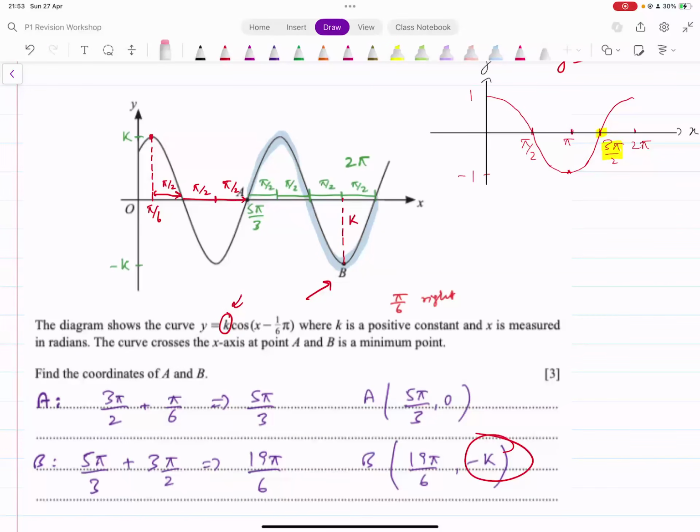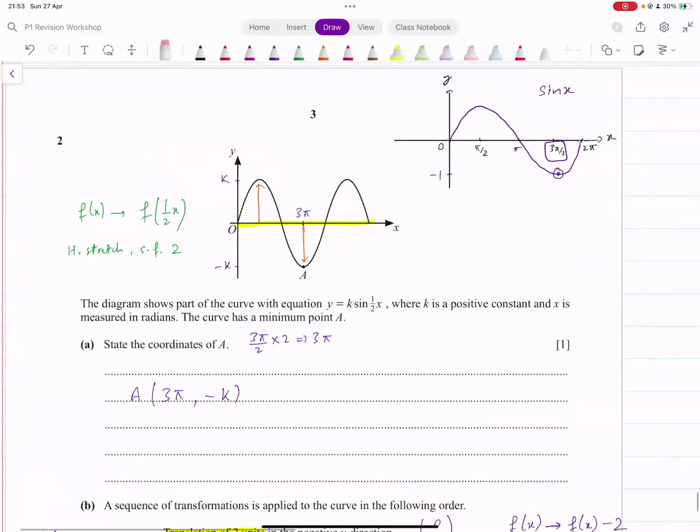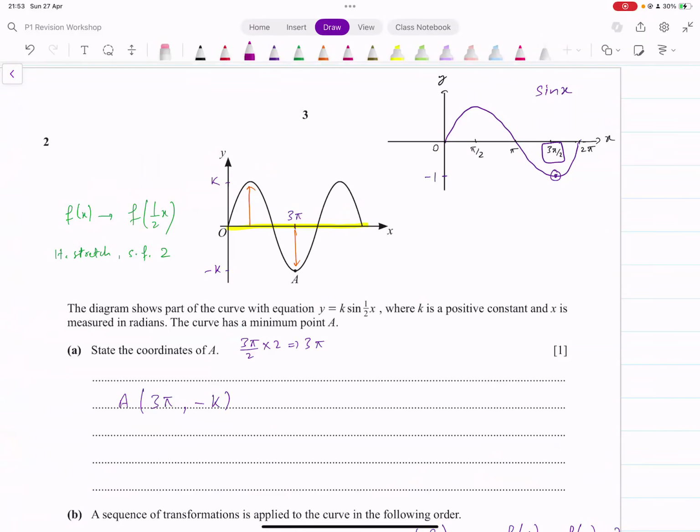Okay. Let's have a look at this example. Similar to that. The diagram shows the curve with equation y equals k sine of half x. The curve has a minimum point at A. Now it's a sine function. Think about the original sine function. What does the original sine function look like? It starts from 0. It goes to 1 at pi over 2. It comes back to 0, goes to minus 1 at 3 pi over 2, and so on.